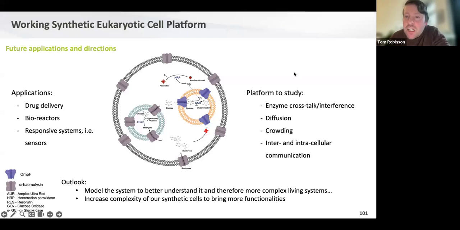Do you have an outlook towards building gene expression into your systems or collaborating with others to facilitate that? Yes, yes. It's one of the things we want to do and we're looking into at the moment. So nothing to report at the moment, but yeah.